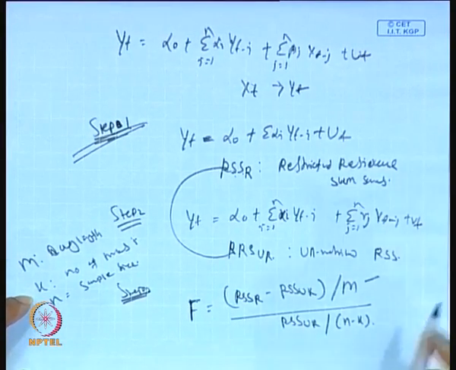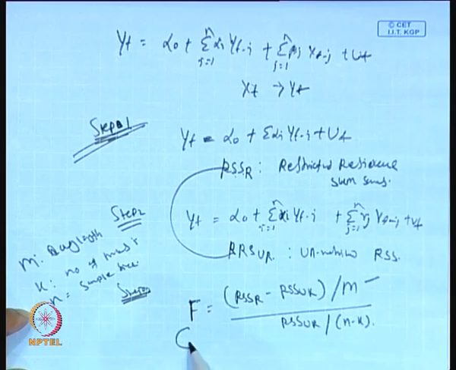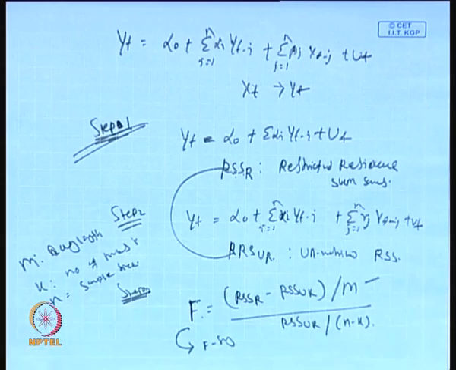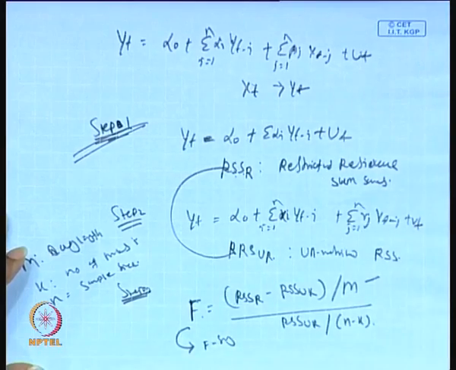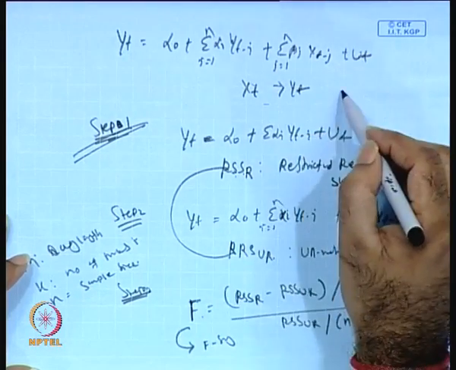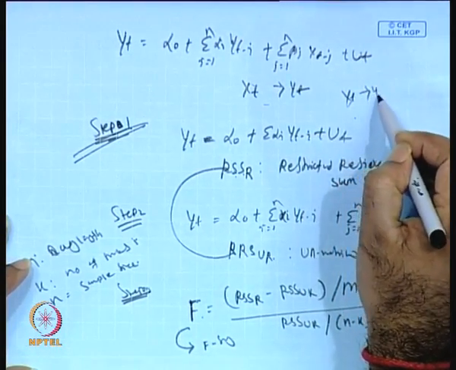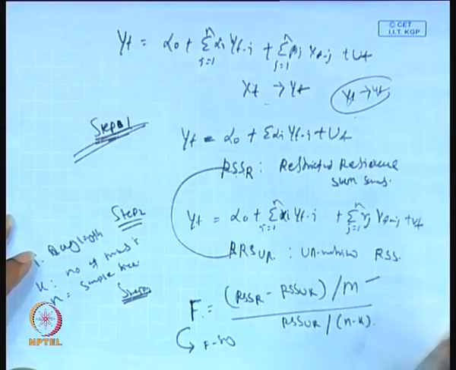Now you get the F statistic. If F is significant, that means the calculated value of F exceeds the tabulated value of F with these degrees of freedom. Once you find that F is statistically significant, you will conclude here that x_t causes y_t.